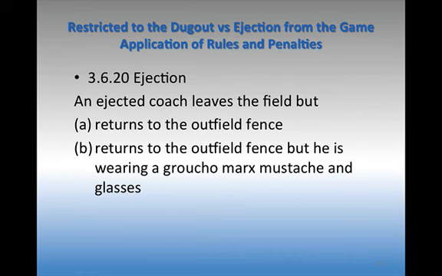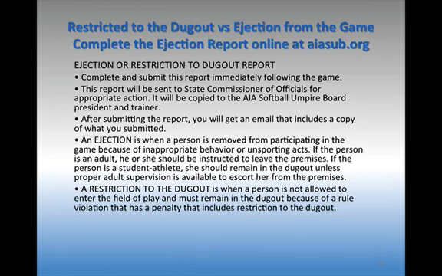An ejected coach leaves the field, but A, returns to the outfield fence, or B, returns to the outfield fence, but he is wearing a Groucho Marx mustache and glasses. A, ask the assistant coach where the school administrator is. If the ejected coach is the assistant coach, then ask the head coach if he's ready to join him, because it is his responsibility to get the assistant out of sight and out of mind. B, yeah, nice try, coach. Ditto in A.